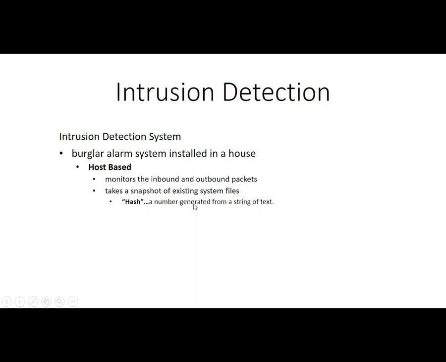What's a hash? A number generated from a string of text. If I take this sentence right here, a number generated from a string of text, and run it through a hash algorithm, I'll wind up with a number. If I change that string of text in any way and hash it again, that number's different. So a hash is essentially a mathematical picture of my system files at any given time. I can compare those hashes every now and then and immediately know when a system file has been changed. That's the way that's done.